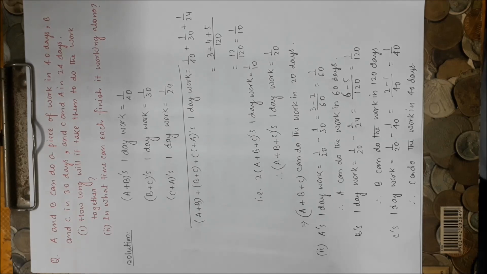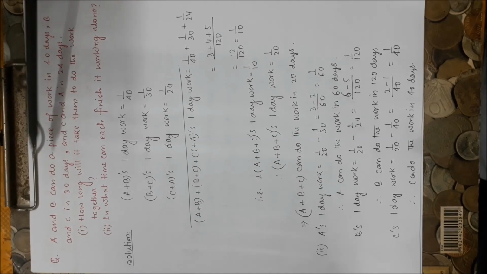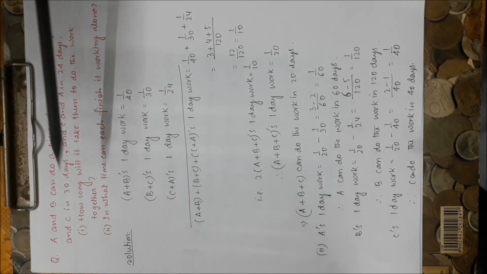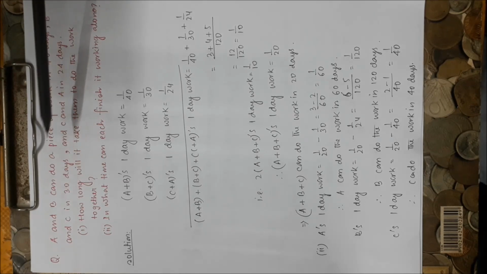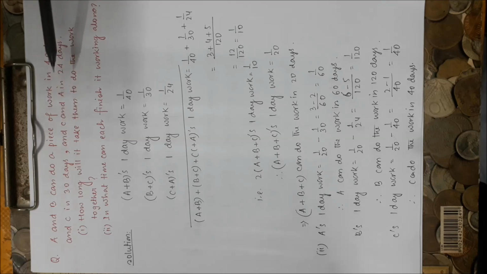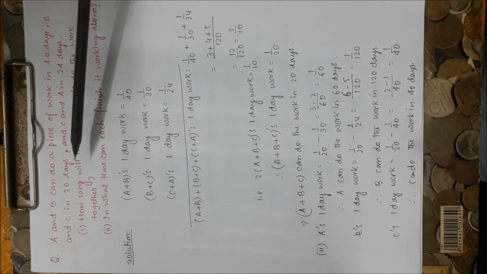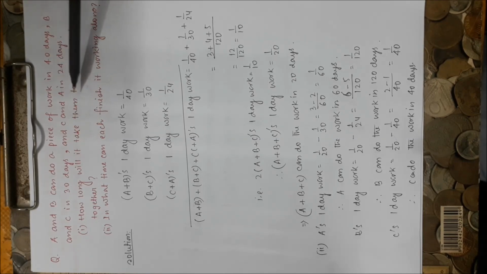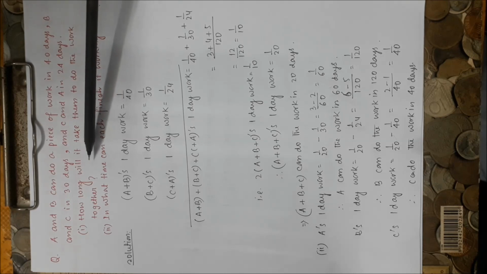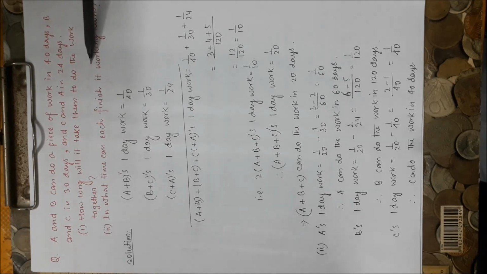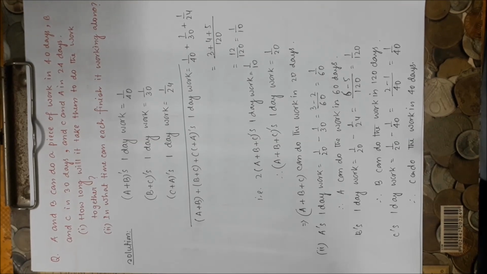Our first problem is: A and B can do a piece of work in 40 days, B and C in 30 days, and C and A in 24 days. There are two subparts of this question. Subpart 1 is how long will it take them to do the work together, and subpart 2, in what time can each finish it working alone. So let us begin our solution.